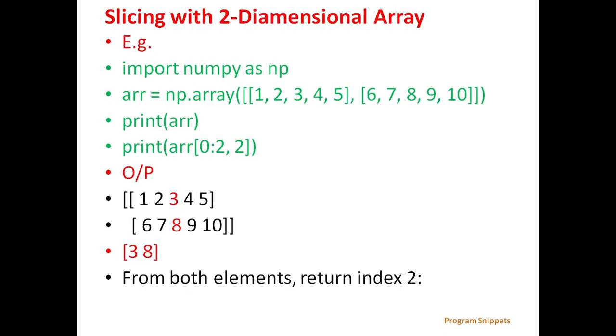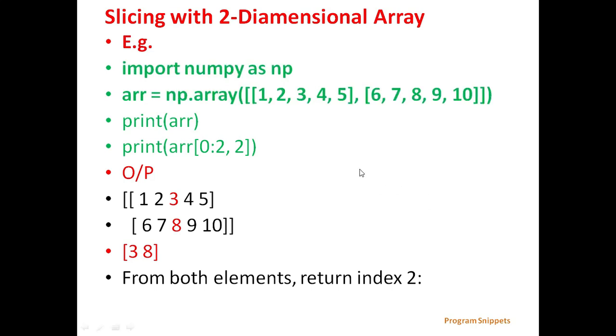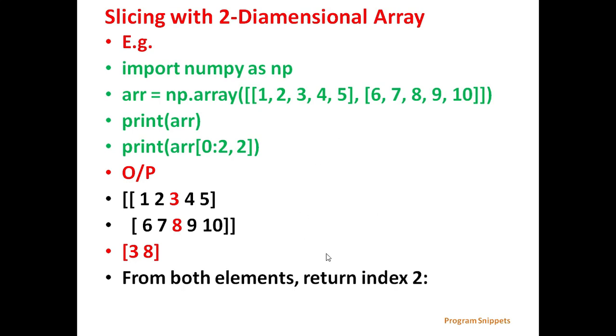Next we will see slicing with two-dimensional array. For example, here we have created an array with first dimension elements as 1, 2, 3, 4, 5 and second dimension elements as 6, 7, 8, 9, 10, and when we print array with 0:2, 2, it will give the output 3 and 8. Here it will return both elements which have index 2. So from first dimension it will give 3 and second dimension it will give 8.